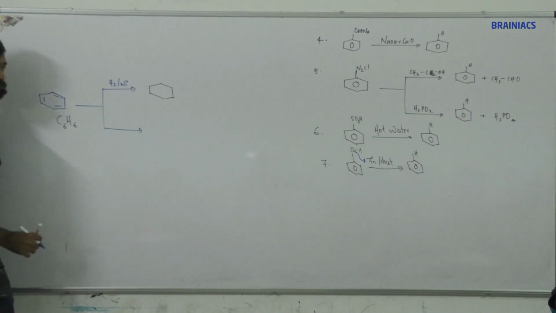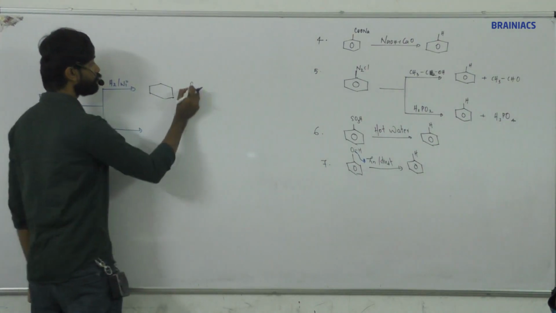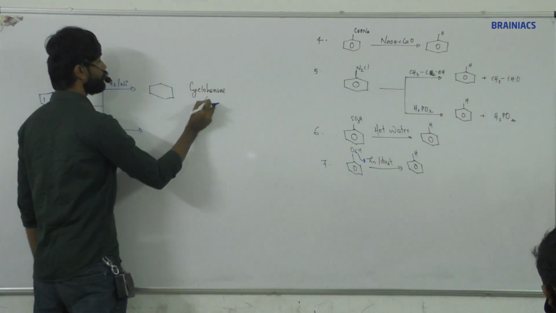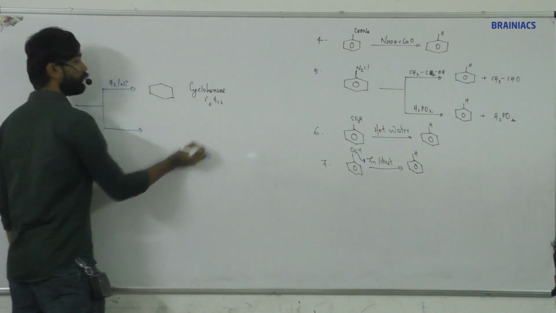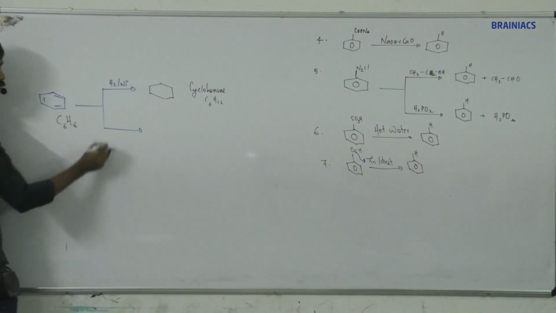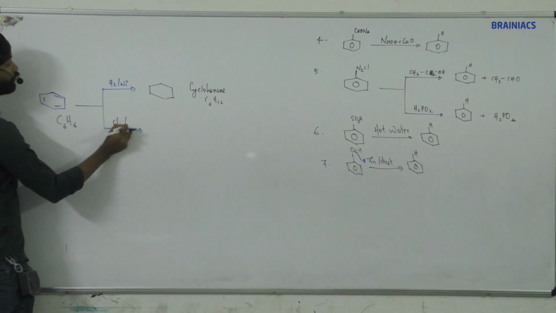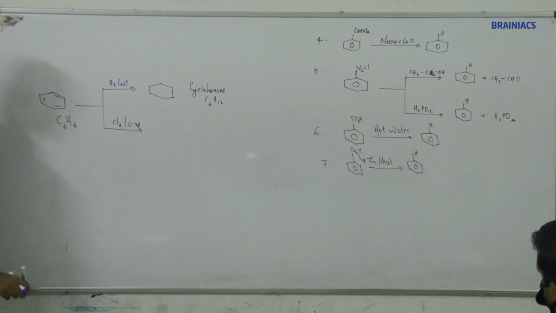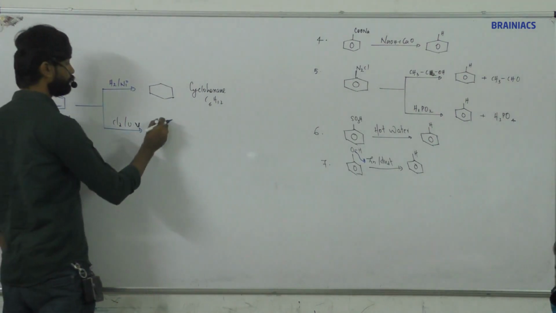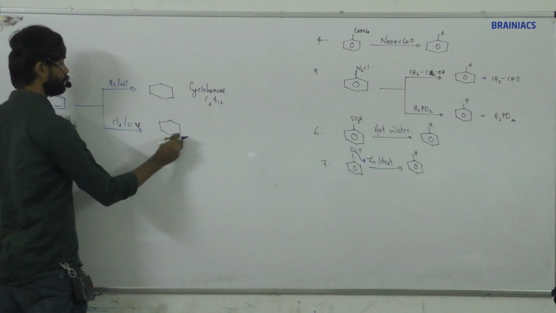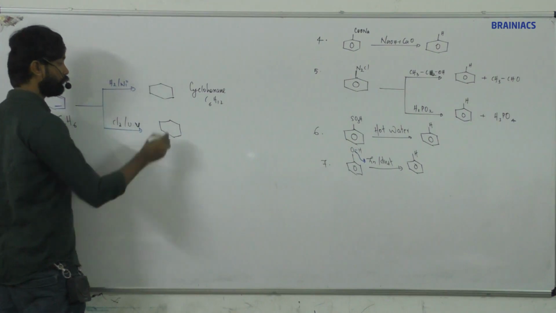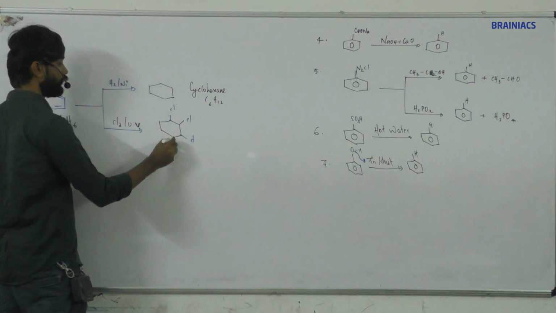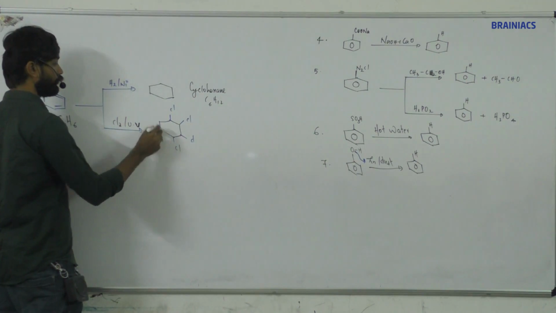All the unsaturation becomes saturated to form cyclohexane, C6H12. Or if the reaction is with chlorine in sunlight, there may be a chance for addition, where all unsaturation is attacked by chlorine.